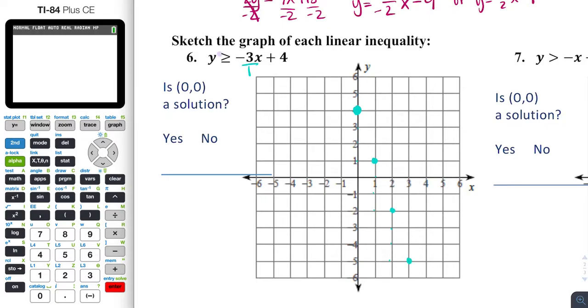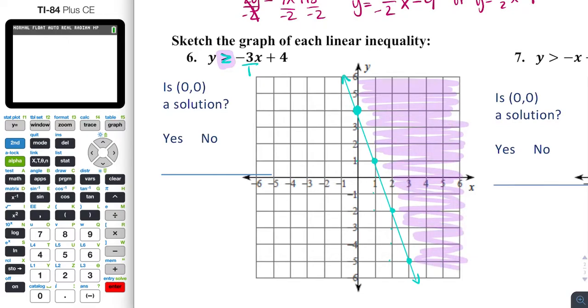Since we have a greater than or equal to, we're going to keep the line as a solid line because it has that equal to underneath. That's really important. That equal to tells us that it's greater than or equal to, so it's a solid line. And then since y is greater, we're shading above or up. So we're shading over here.